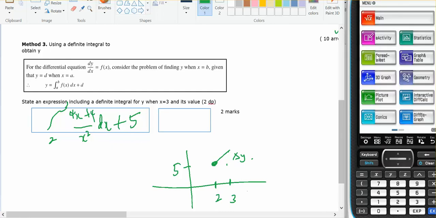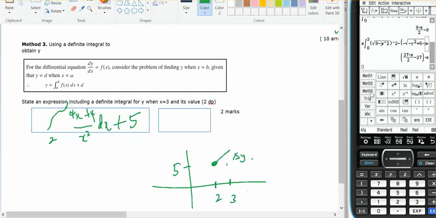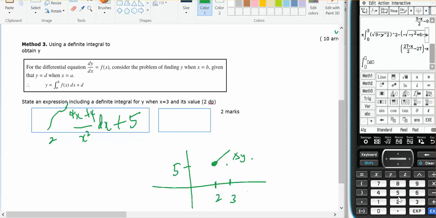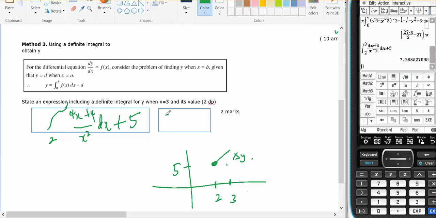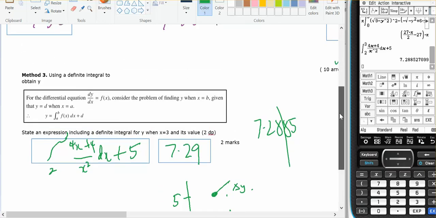So if I jump back into main and bring up the keyboard, math, integral from 2 to 3, because I know that at 2, y is equal to 5, and this is 4x plus 4 over x squared with respect to x. And that gives me an answer, but I'm asked to do 2 decimal places. So 7.2885, 7.29 is the most accurate answer.